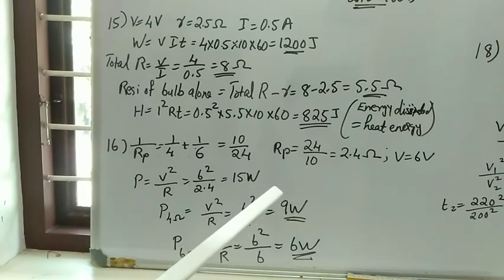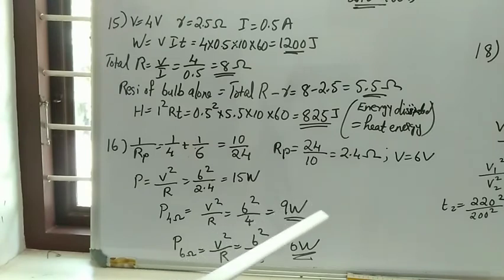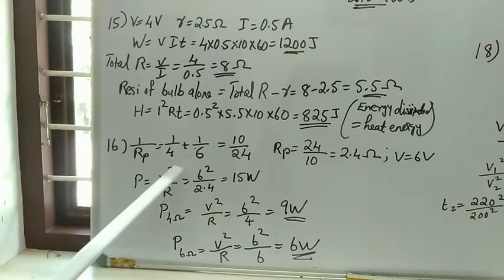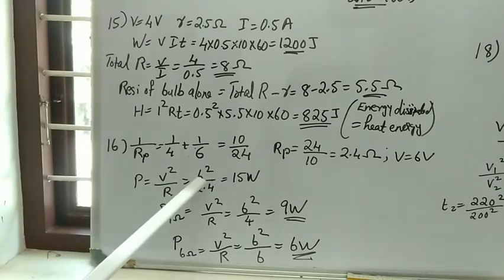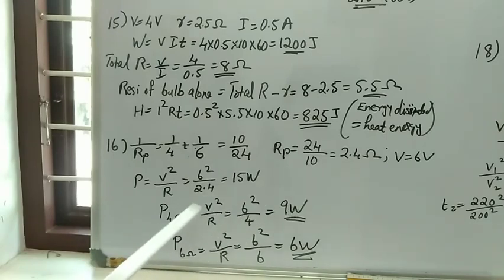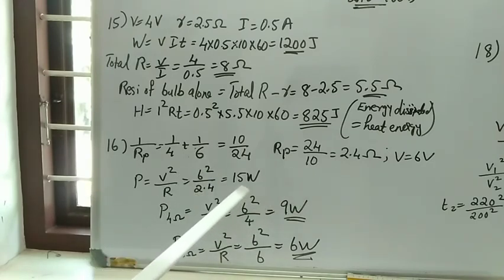The combination is connected across a 6 volt battery. So voltage is given as 6 volt, of negligible resistance. Calculate the power supplied by the battery. So the first question is calculate the power supplied by the battery. Power is equal to V square by R. Voltage is 6 and the total resistance we got is 2.4 ohm. So when we calculate 6 square by 2.4, we will get 15 watt.